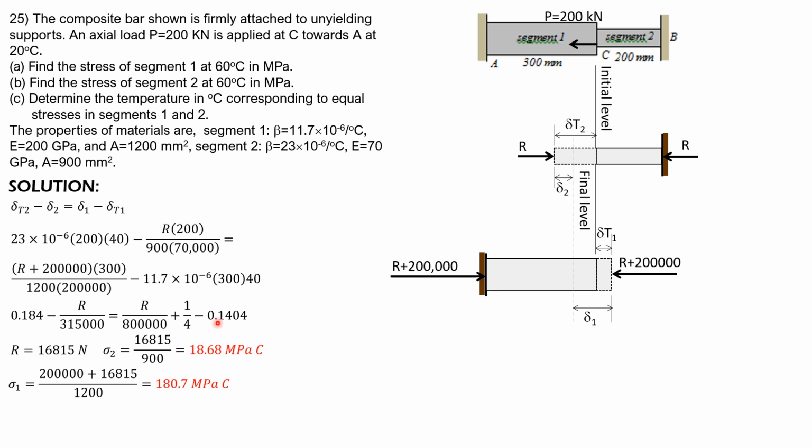One is compression, the other is tension. Because if you increase the temperature, this will increase, yet at a slower rate. It cannot overtake the compressive stress of segment 1 for that case. So the idea is the temperature should drop so that segment 2 will be in tension.